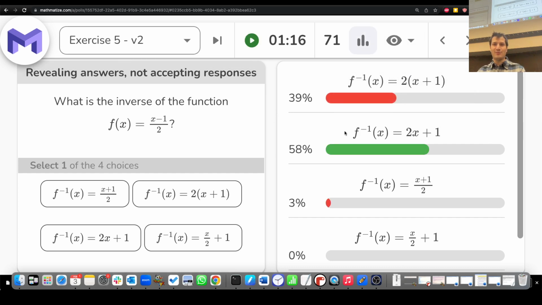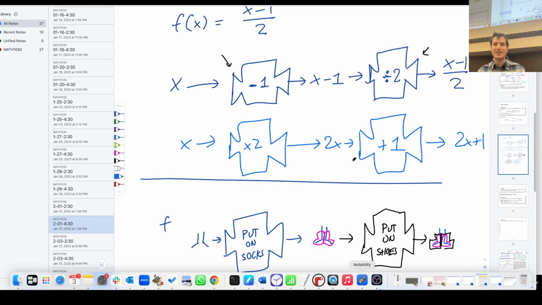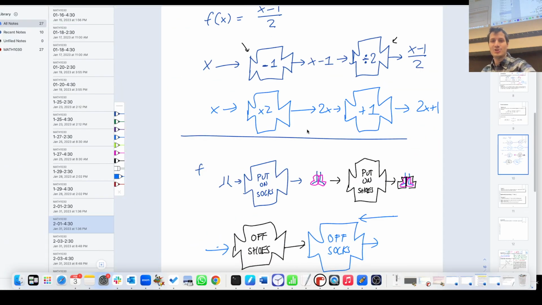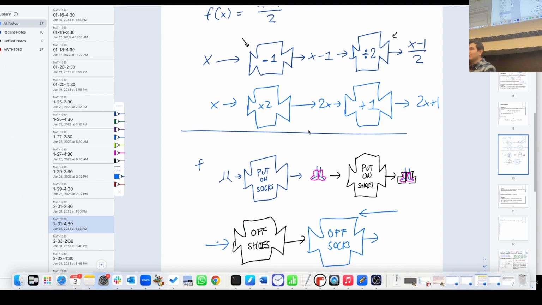So how many people got it right? 58% of people got it right. It is 2x plus 1. Hopefully that description made sense. It's the same analogy as socks and shoes. You've got to undo them in the opposite order you did them in. Questions and comments about that example?